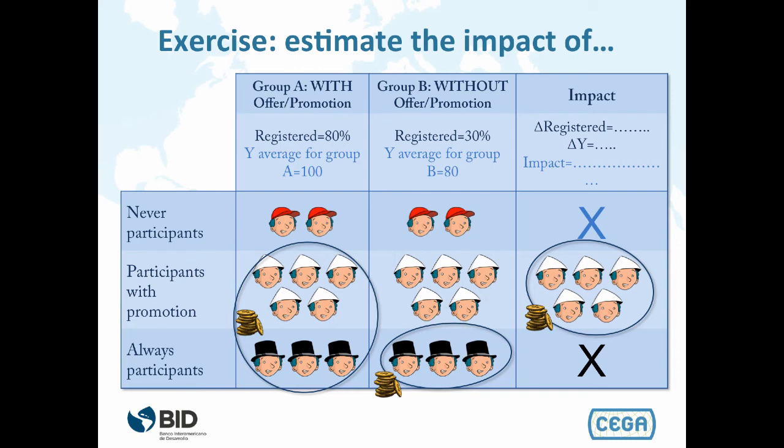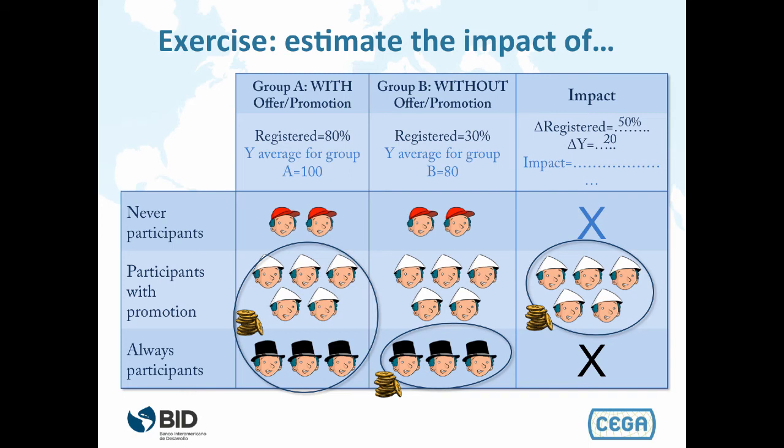Well, we really have 2 randomized experiments going on. First, we've got a promotion or an offering experiment where we randomize to offer or promote to Group A and not to Group B. And we have difference in registration rates or take-up rates. And that difference is 50%. And that's 80 minus 30 gives us 50. We also have an experiment where we can compare the impact of the offering or the promoting to the not promoting on the outcome. And that is 100 minus 80, and that's 20.